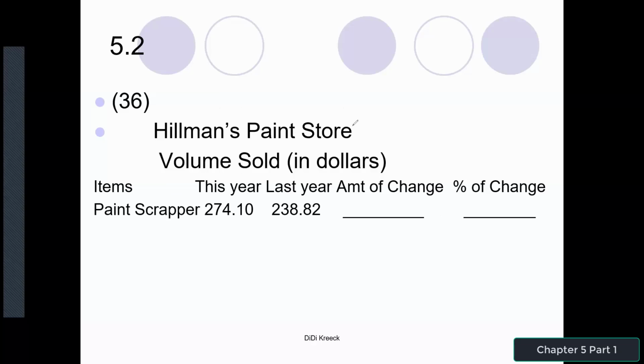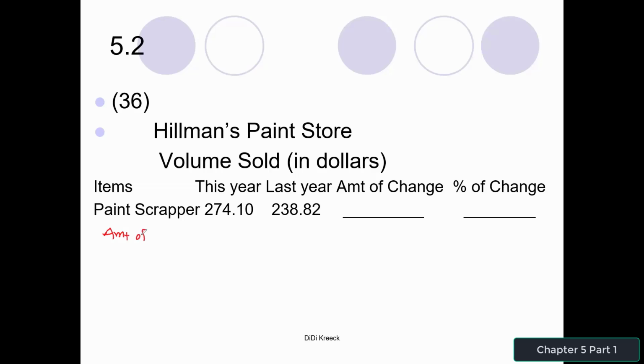So if you have a pen store, the volume sold in dollars for pen scraper this year is $274.10. Last year, it sold $238.82. So we need to find the amount of change, and then with the amount of change, we also need to find the percent of change. This one is homework problem 5.2, number 36. Okay, so we know that the amount of change equals the new amount minus the old amount.